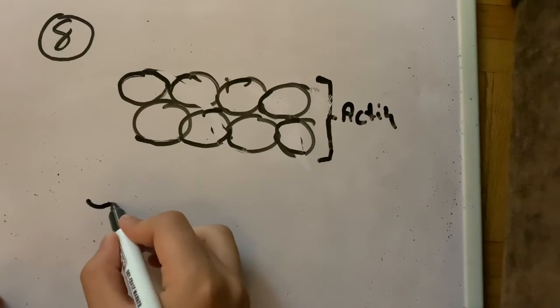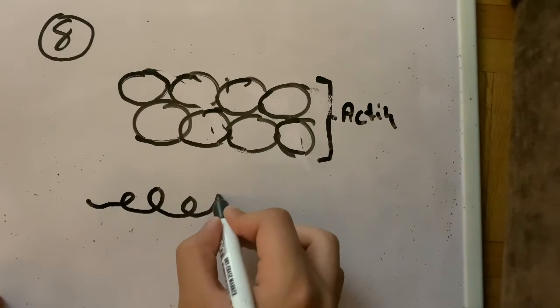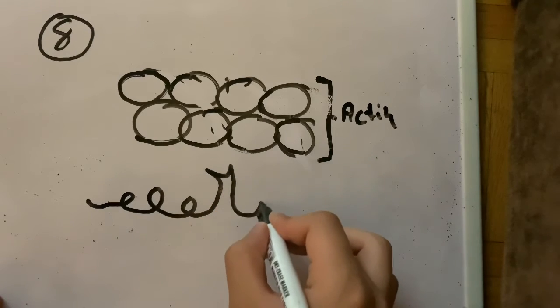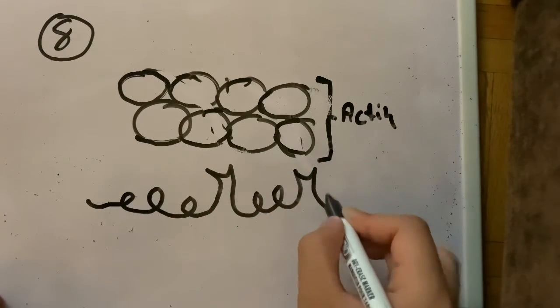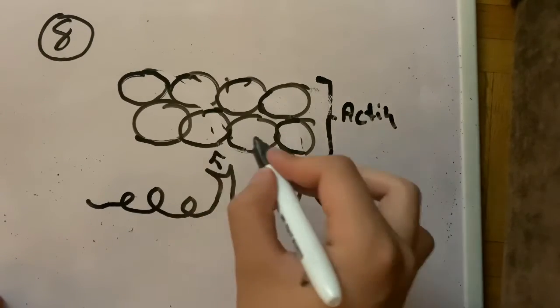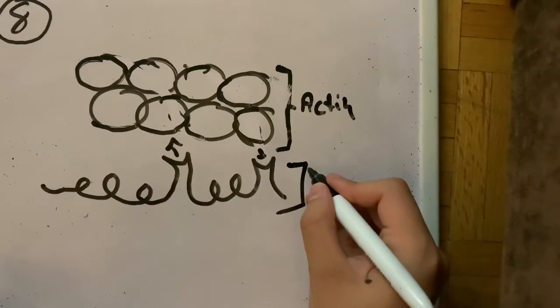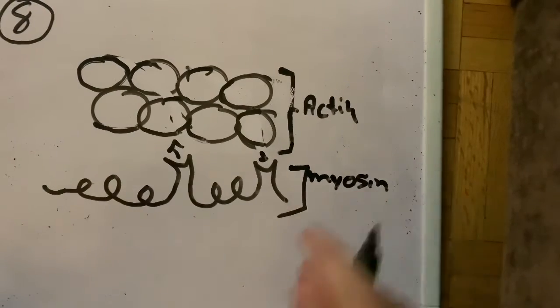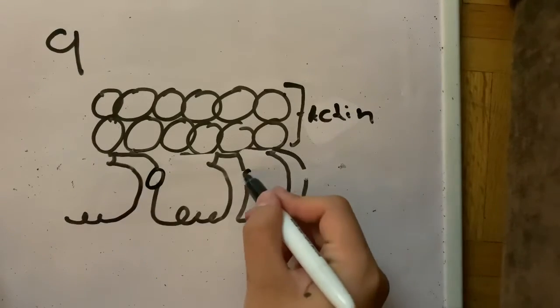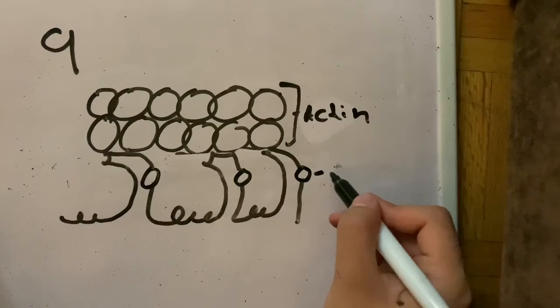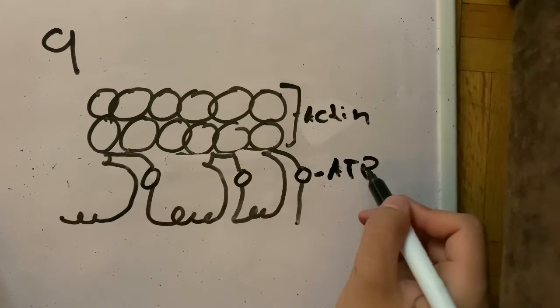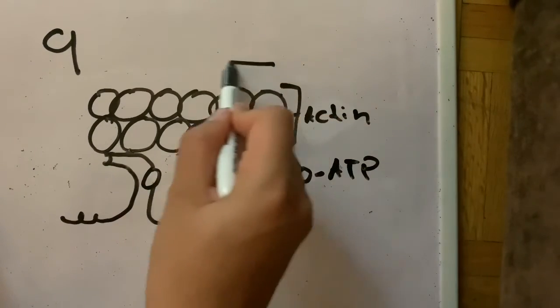The myosin heads then attach themselves to the binding sites on the actin. ATP is broken down by ATPase, causing the power stroke and the sliding of actin along the myosin filament.